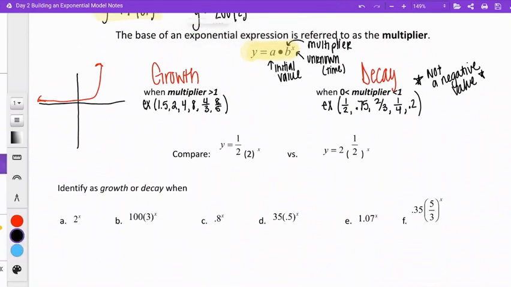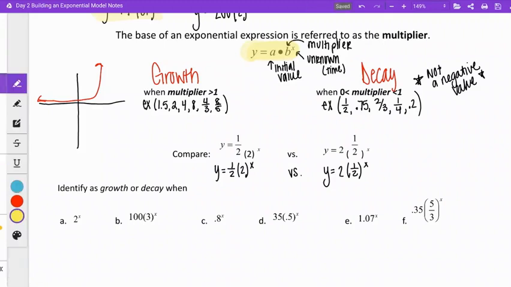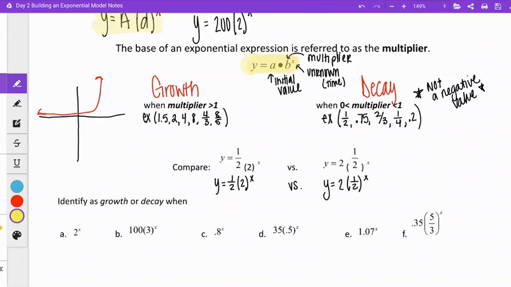Now I know this looks funny typed, but really we're comparing y equals 1/2 times 2 to the x power versus y equals 2 to the 1/2 power raised to the x power. So if we're comparing this, we don't really care about the initial value. The initial value could be negative, it could be positive, it could be small, it could be really big. But what's going to tell us the most about the data and how it either grows or how it decays is going to be that multiplier value, right?